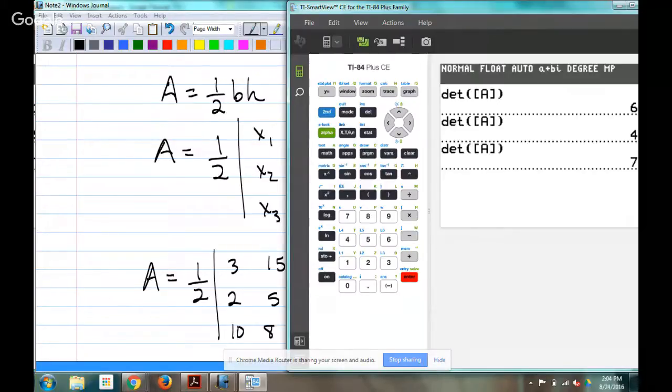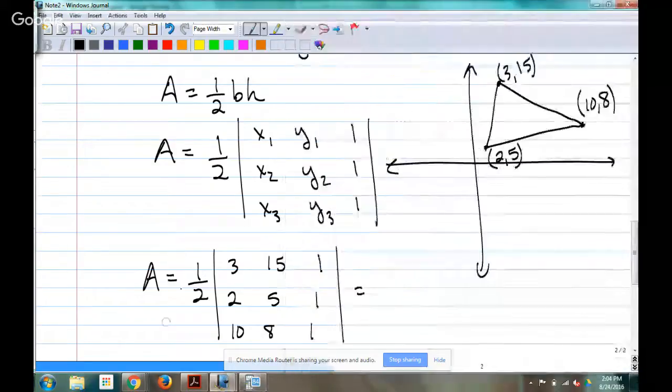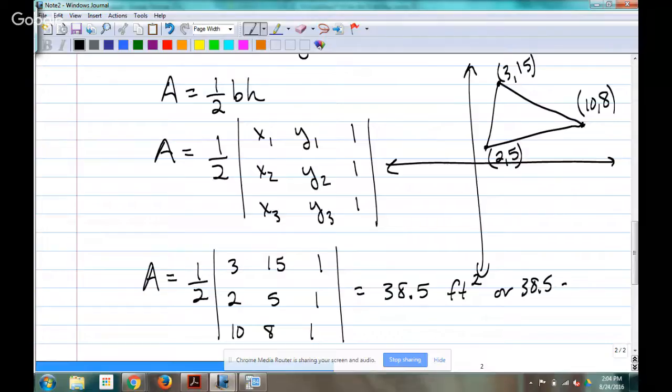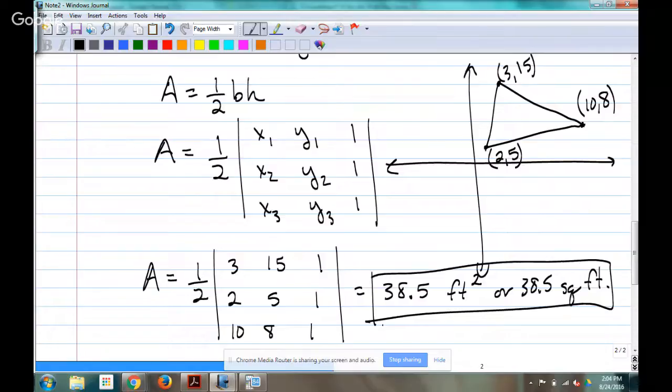Right, we're going to calculate it to a decimal. Half of 77. So you want a decimal on it? Yeah, I'll take a decimal on this one. 38 and a half. Let's say it's in square feet. Or you write feet squared or 38.5 square feet. Those abbreviations are synonymous.